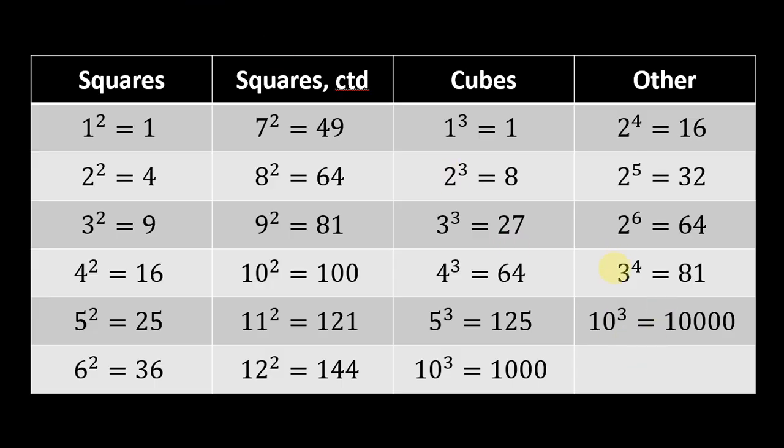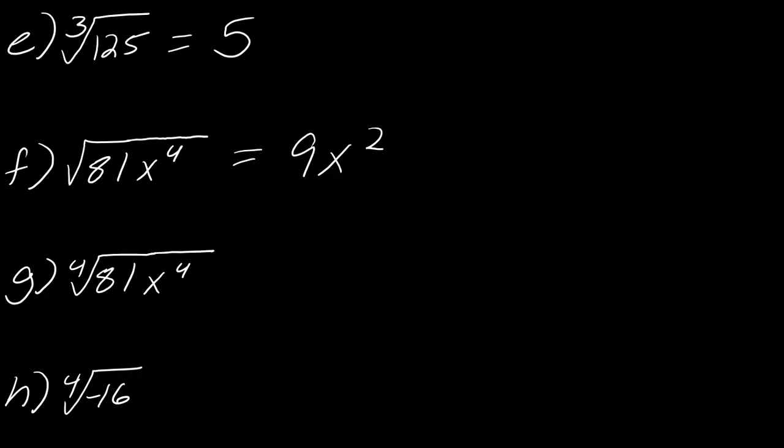Versus the 4th root of 81x to the 4th. Well, 3 to the 4th is 81. You can see that here. So the 4th root of 81 is 3, and then I'm going to divide this exponent 4 by now 4, because it's a 4th root. So this is just going to be 3x.